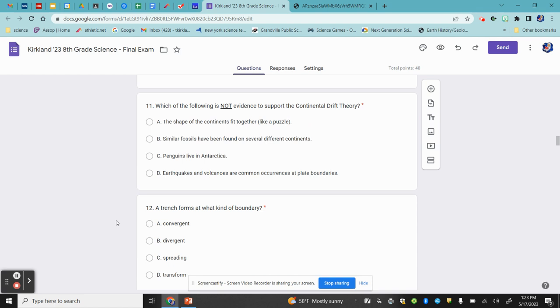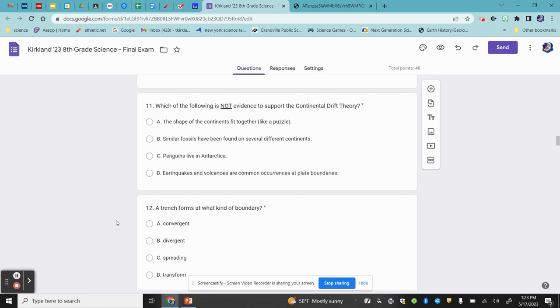11, which of the following is not evidence to support the continental drift theory? A, the shape of the continents fit together like a puzzle. B, similar fossils have been found on several different continents. C, penguins live in Antarctica. D, earthquakes and volcanoes are common occurrences at plate boundaries.